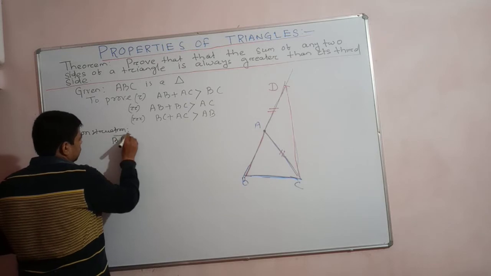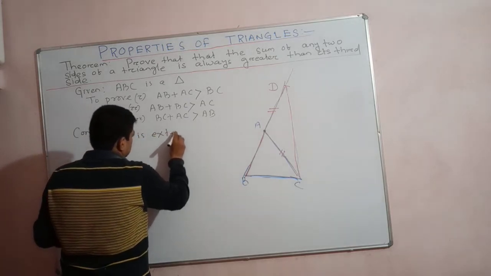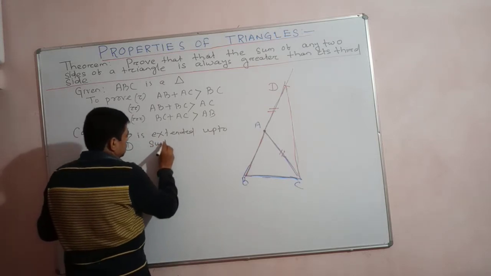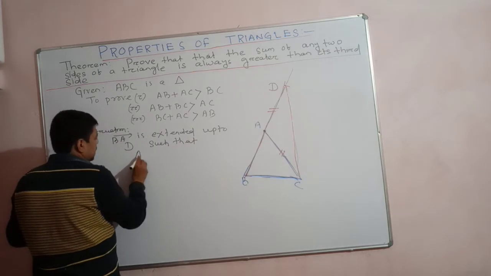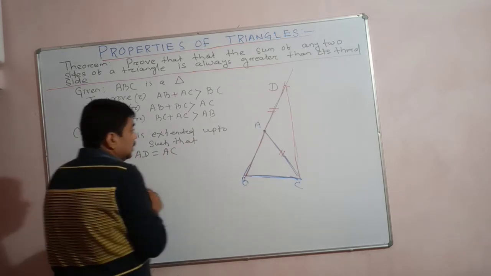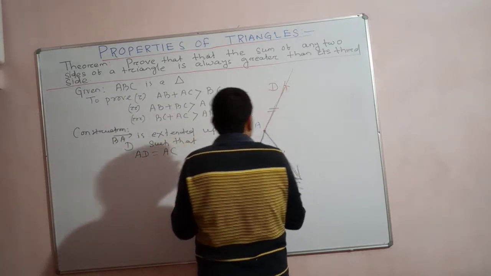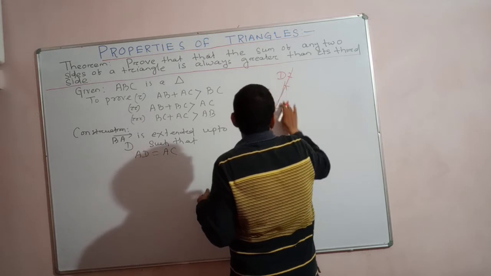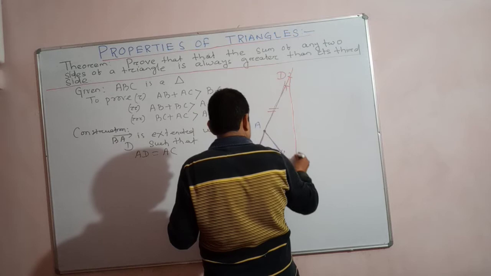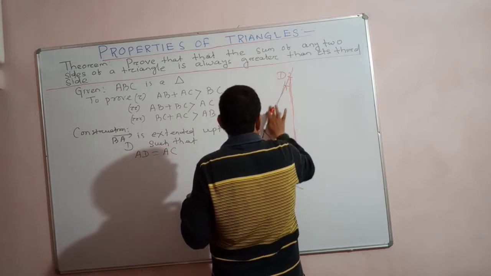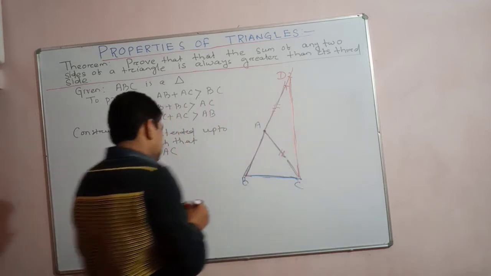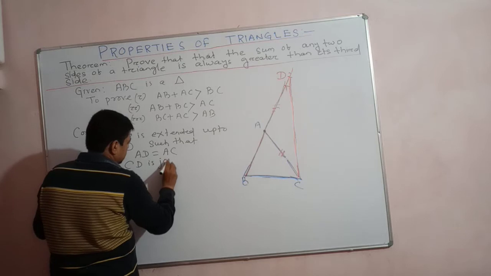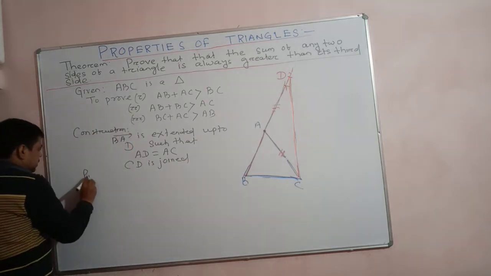Here BA is produced, extended up to D, such that AD is equal to AC. Look once again. Let us take the point D here. Now let us join this one. Here AD is equal to AC, understand? And CD is joined. So this is the construction.